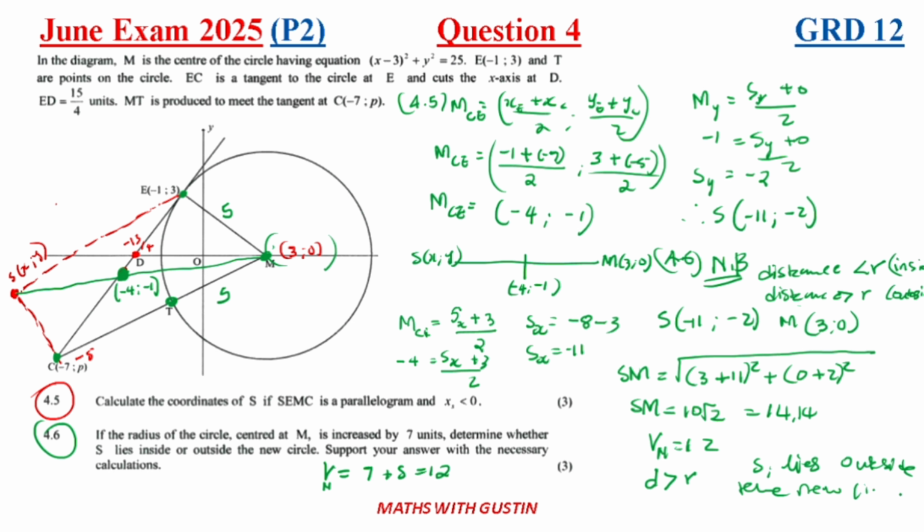All right. And that's how you would deal with a question like this one. One more question to go. Let's move on to 4.7. If you don't understand, guys, please let me know in the comment section below. I am Gastin Mapala, here at Maths with Gastin. Interesting question, the last question. So let's go ahead and have a look at it.